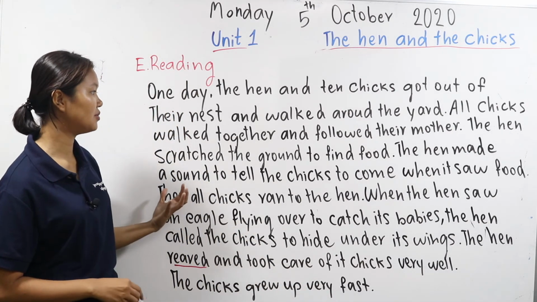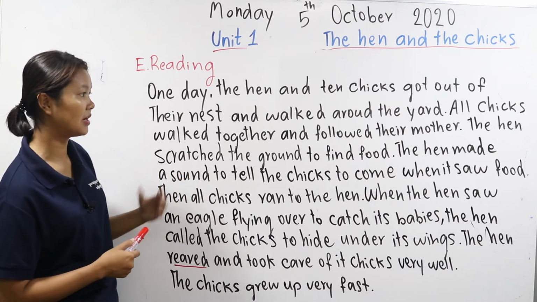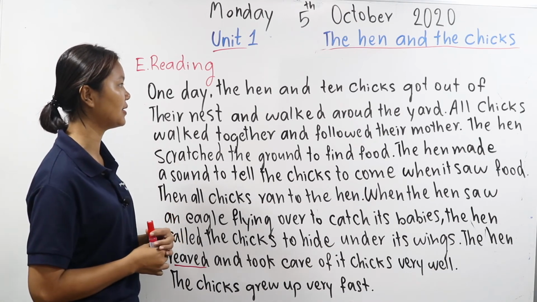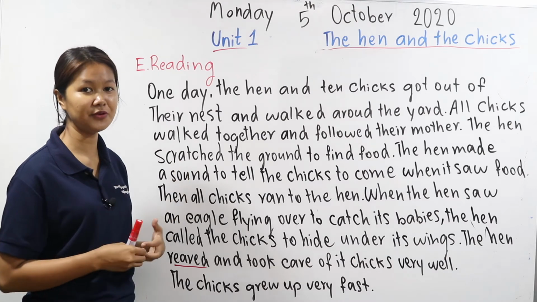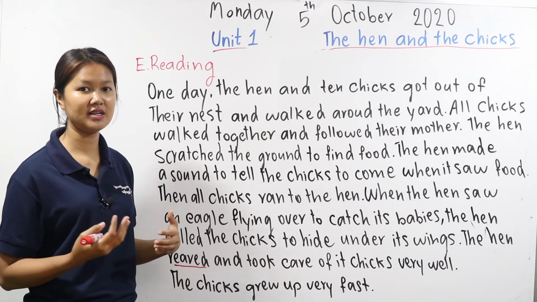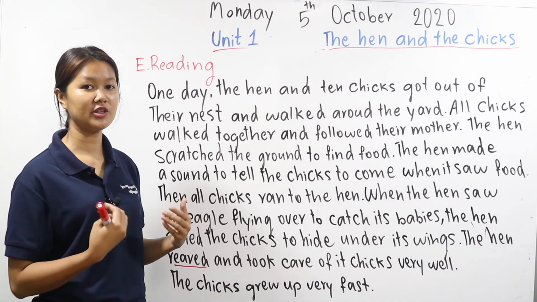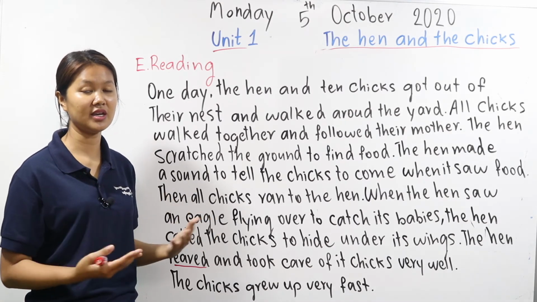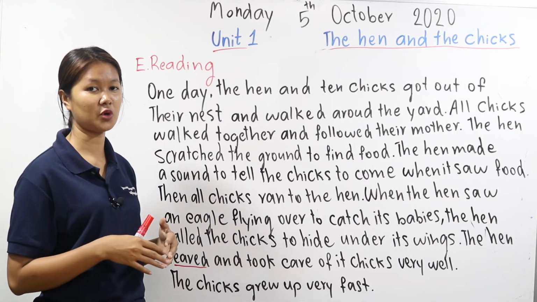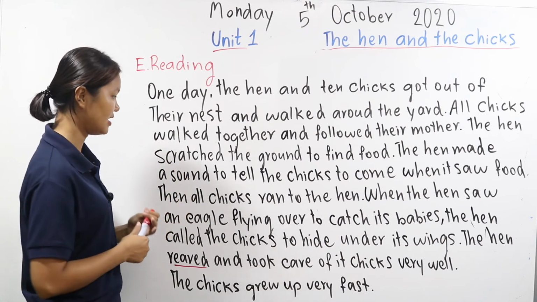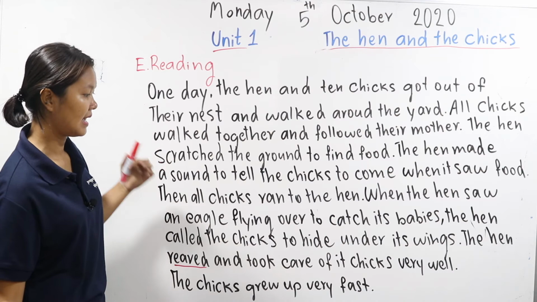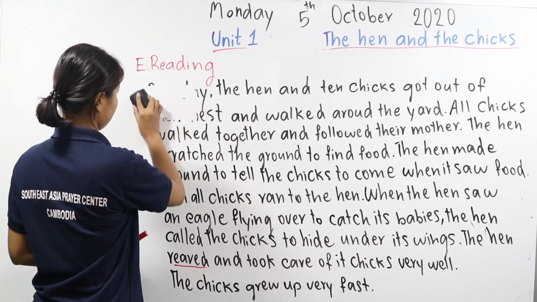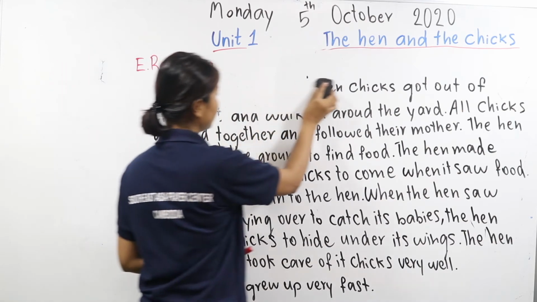Okay, so I hope you remember and understand our text. So this text is talking about the hen and its chicks finding food, and then how the hen called the chicks to come when the hen saw food, and how the hen protects its chicks from the eagle. Okay, so I will erase this and I will copy the question so that we can answer together. So please remember our text.